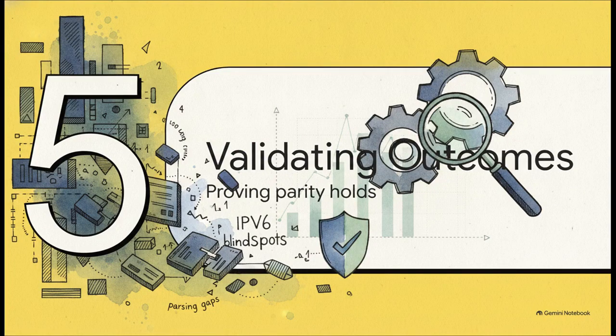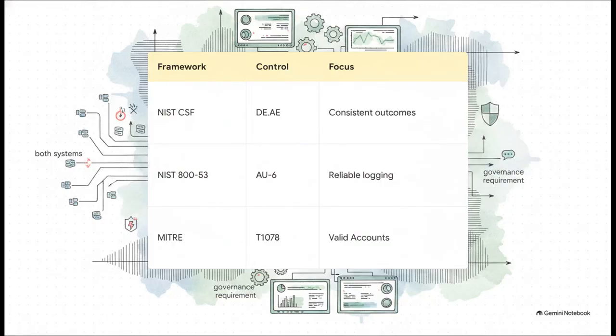Finally, Section 5, validating real security outcomes. At the end of the day, this isn't just a technical preference, it's a hard governance requirement. Frameworks like NIST CSF 2.0 and NIST 800-53 actively demand outcome-based validation. You can't just check if two dashboards have the same color charts. You actually have to pump realistic logs, known attack patterns, and normal production noise through both systems to prove that the audit review and the detection outcomes are completely identical across both paths.